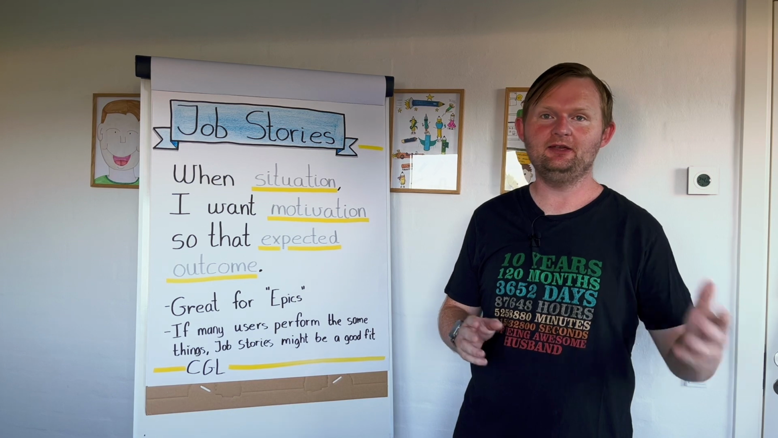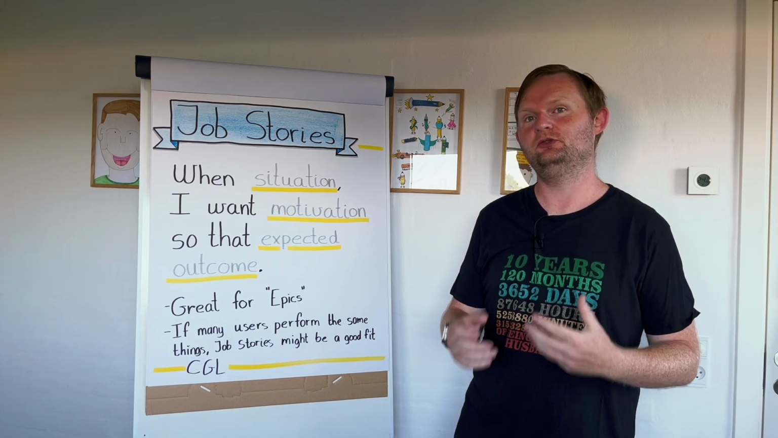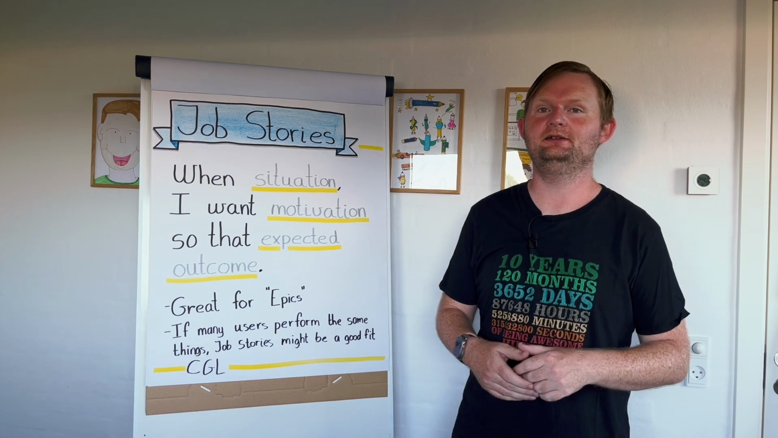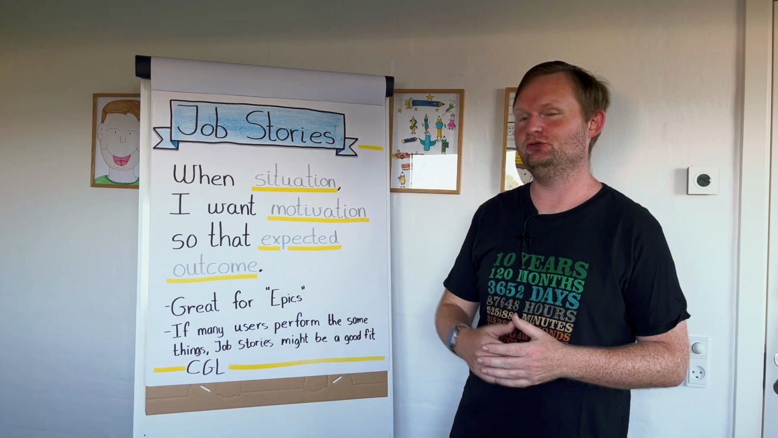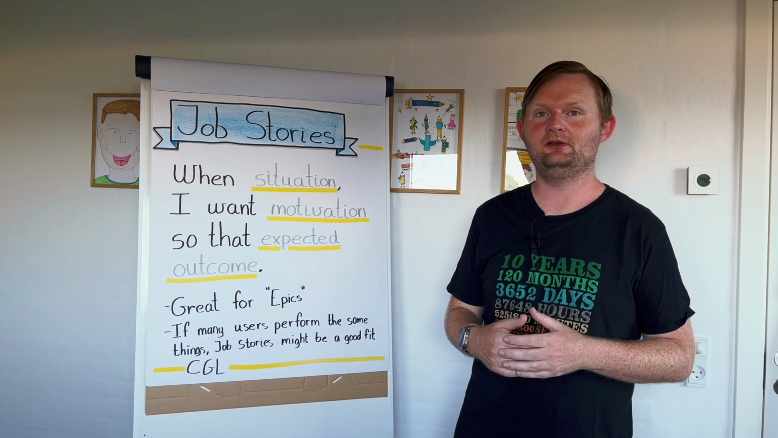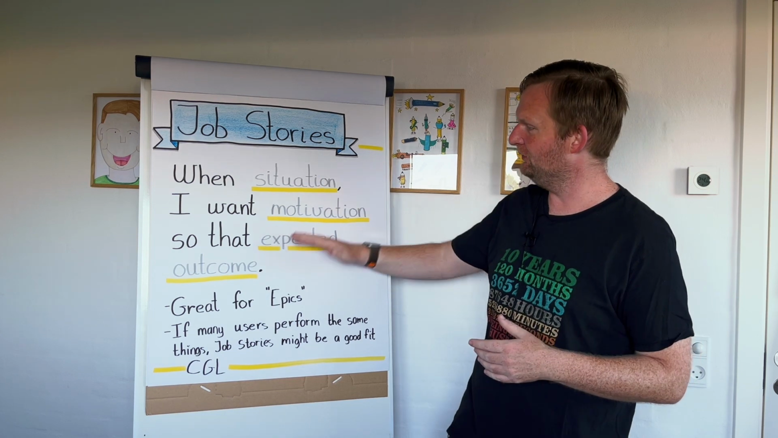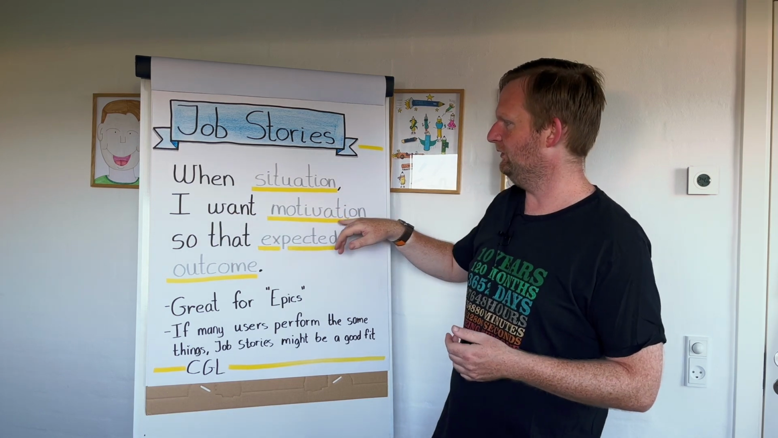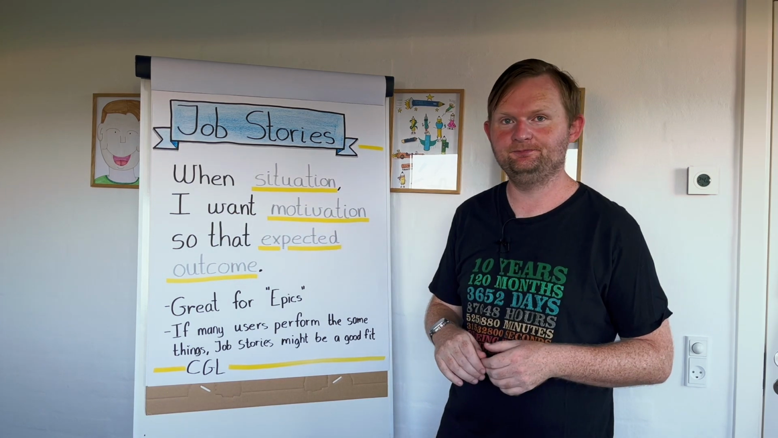I'm continuing from last video where I talked about user stories. Now we're going to a different format that you can use for backlog items. This one is called job stories and it's a nice alternative to user stories. Let's just go through this first. So when some situation happens, I want some motivation so that expected outcome.